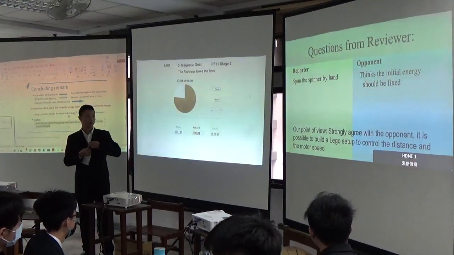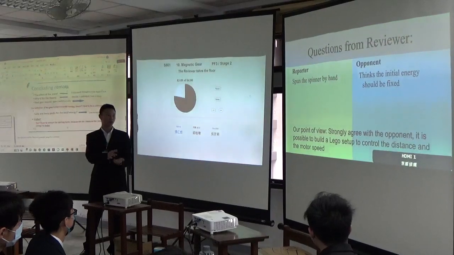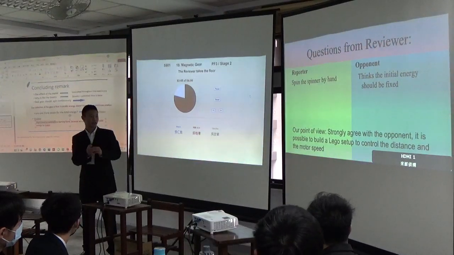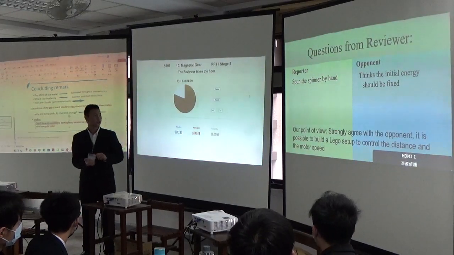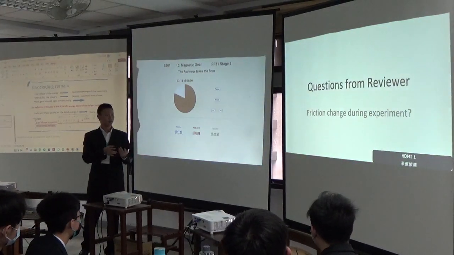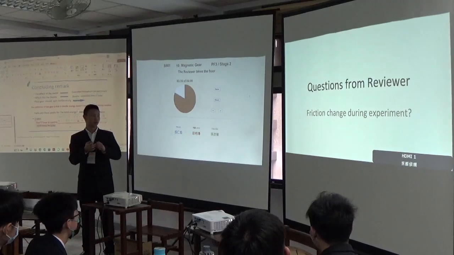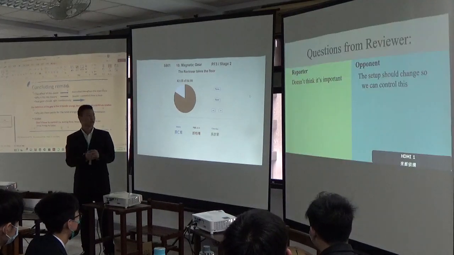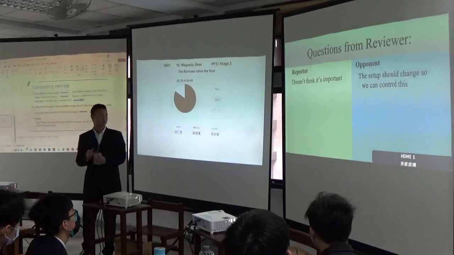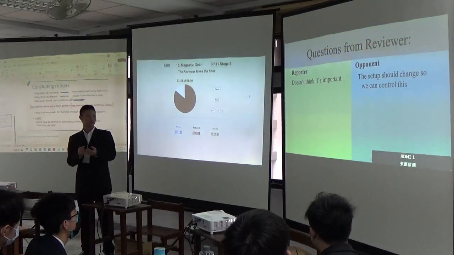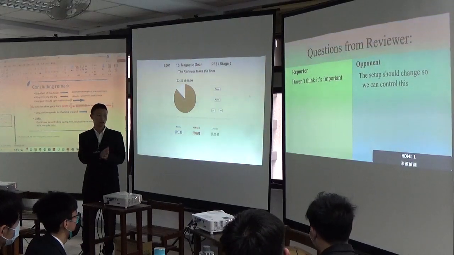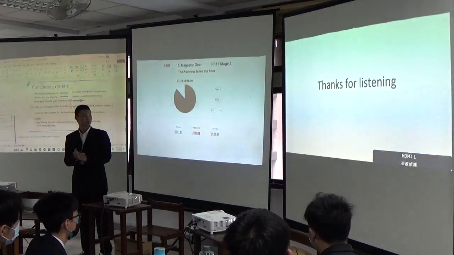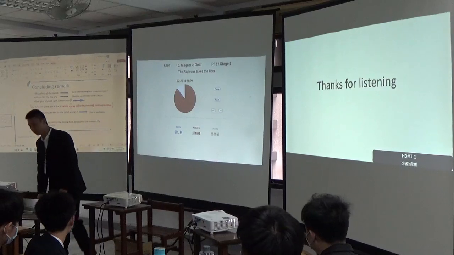From our point of view, we agree with the opponent on this part, because we can build a Lego setup to control the distance and motors better than using hands. The next question I have for them is whether friction will change during the experiment. The reporter doesn't seem to think it is important to consider, and the opponent says the setup should be changed so we can control this. So this is my report.